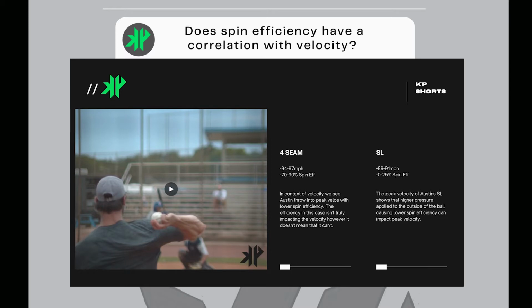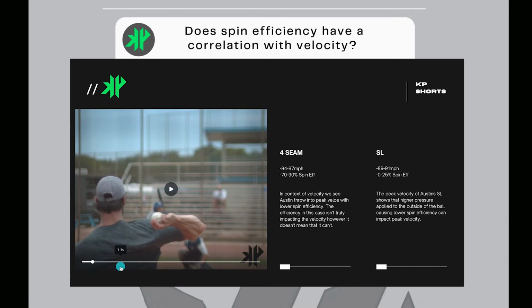Austin's notorious for being 70% to 90% spin efficiency. A lot of it has to do with the slot, how he rotates. He is slider heavy in his pitches, how much he throws it. So we look at Austin and we say, okay, Austin's a guy that will typically cut his fastball a little bit. Is it a bad thing? Is it not a bad thing? Is it limiting his velocity? Is it not limiting his velocity?